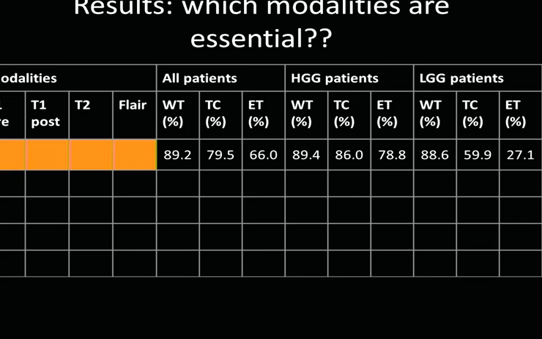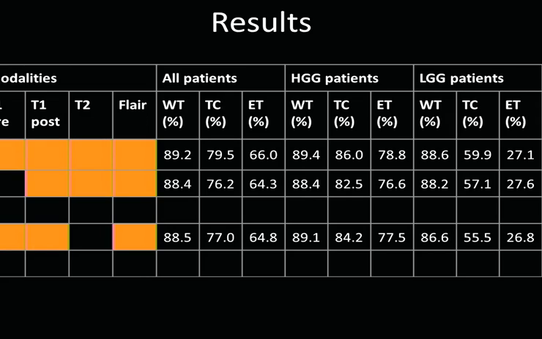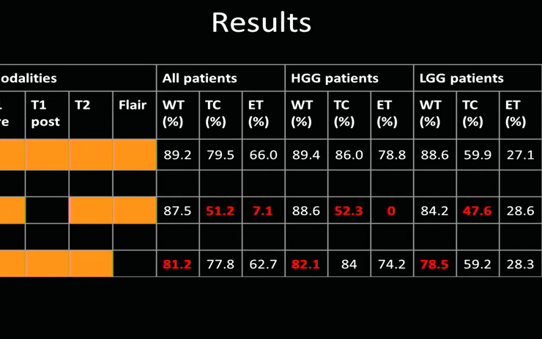Next, what we wanted to investigate is which MR imaging modalities are actually essential for this tumor segmentation. So here I'm showing you the same result again as before, using all 4 imaging modalities. So next what we did is we dropped the T1 pre and the T2 FLAIR modality, and we found that essentially the results did not change dramatically, suggesting that these 2 modalities are not important.